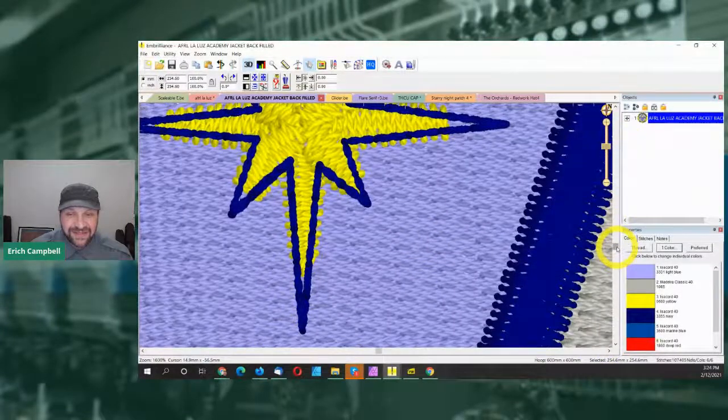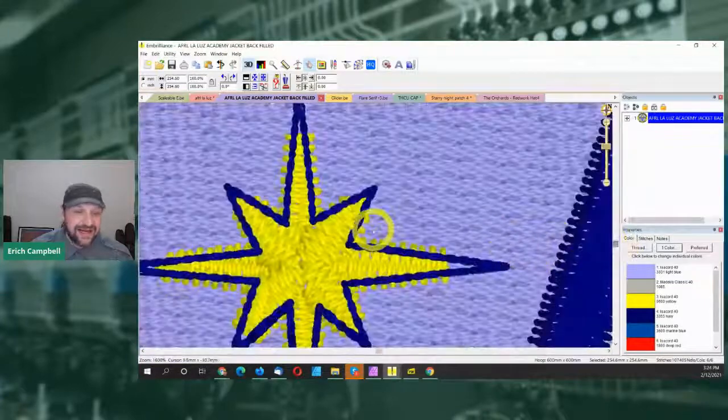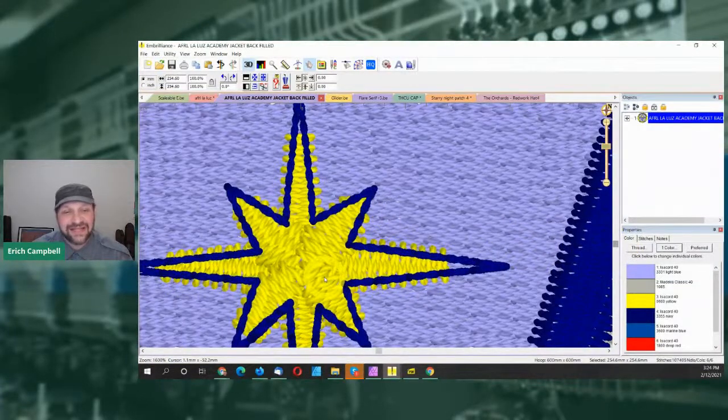And let me go ahead and grab this and scroll this in manually. What we have here is a multiple satin stitch element. It was done in multiple segments so that we have a nice carved satin, very much like a classic star you would see on a flag.